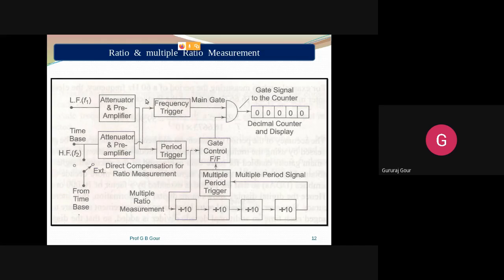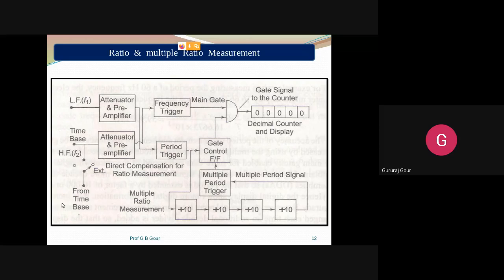How to measure? So far you have seen how to measure the frequency and how to measure the time period. Now, let us see how to measure more than one frequency and more than one time. So, let us assume we want to measure the ratio of low frequency and high frequency as it has been shown here. What will we do?